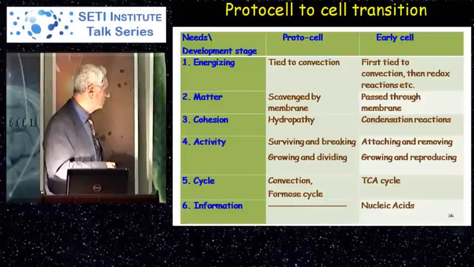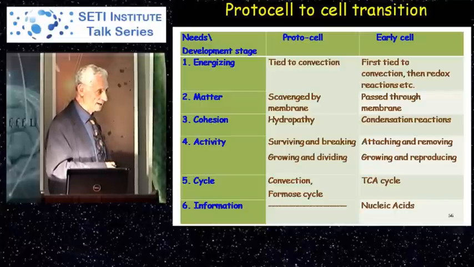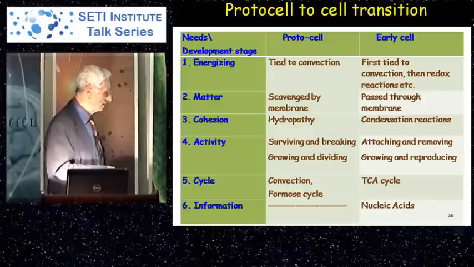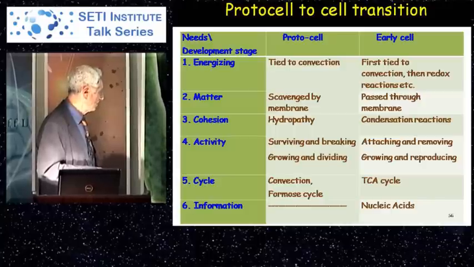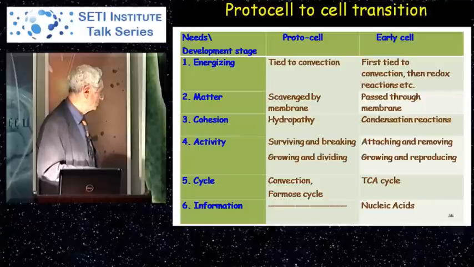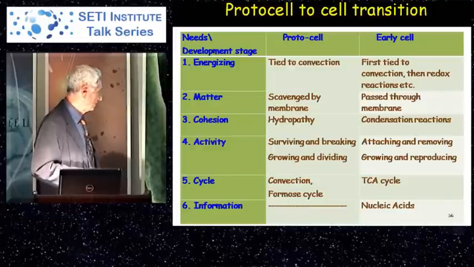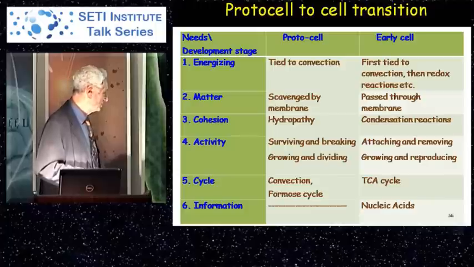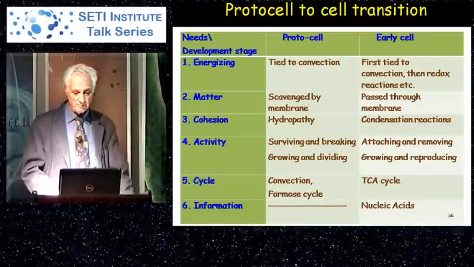was, first, the energizing was tied to convection, but you had the possibility, because there was always a gradient from being less oxidative inside the Earth to more near the surface, that you could have taken advantage of that in the early cells. The material had to be passed through the membrane. The cohesion was produced by condensation reactions. The activity, instead of growing and dividing, was growing and reproducing. There was a cycle that could be developed relatively rapidly to take advantage of putting carbon dioxide together and reducing it and ending up with organic compounds and information stored in nucleic acids. So those seem to be the possible ways.